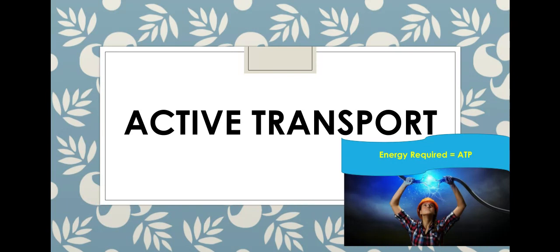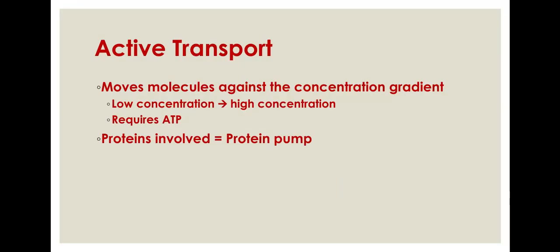All right, let's look at active transport, the parts that require energy in order to happen. So first, active transport is just moving molecules against the concentration gradient. If there's a low concentration and we are moving it to a higher concentration, this will require ATP to do this. And we have something called a protein pump that we can have to do this type of transport.